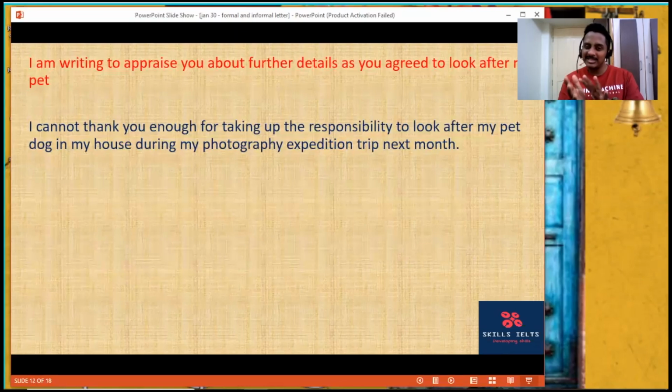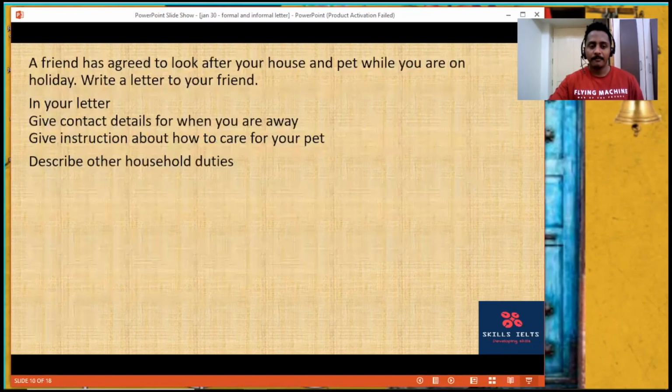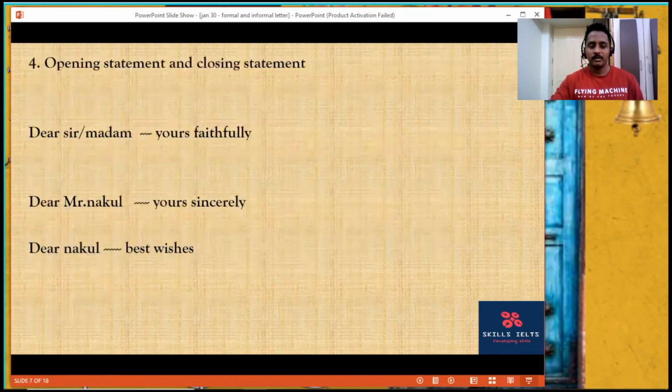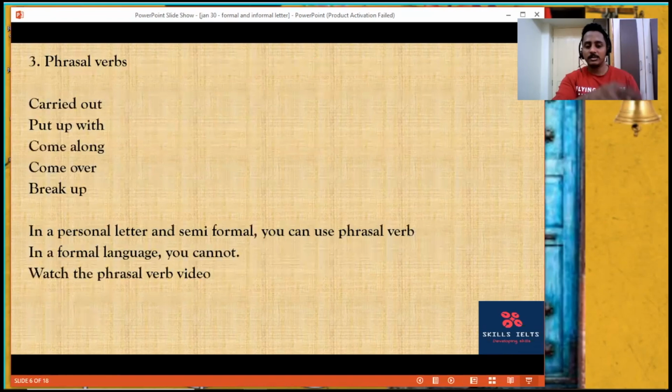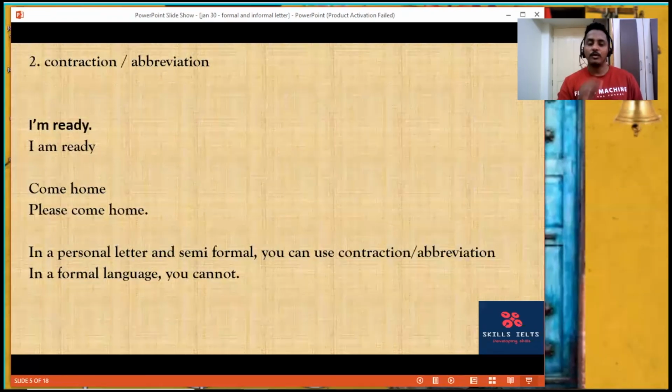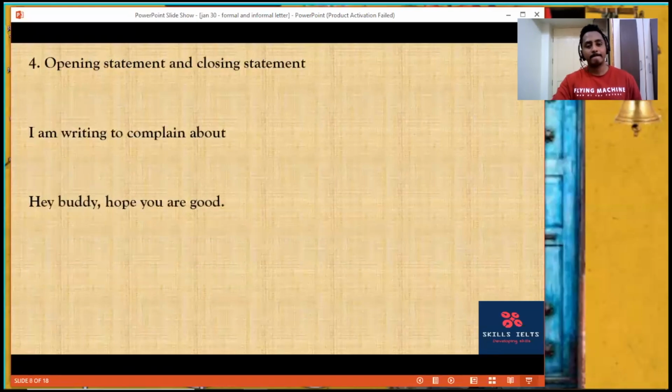There is no such thing called semi-formal that people have made up. It's formal only at the end of the day, with few negotiations wherein you can use the phrasal verbs and you can use contractions. Apart from that, it is a formal topic only, writing to a friend.